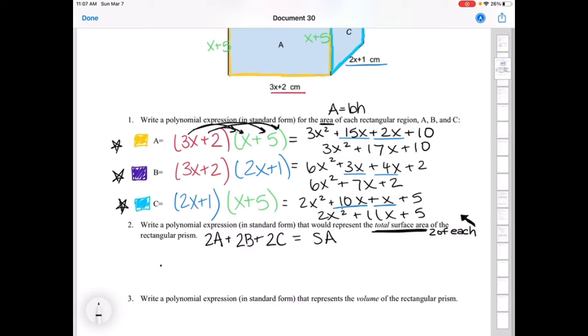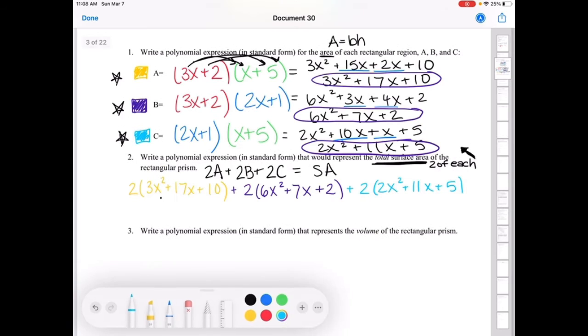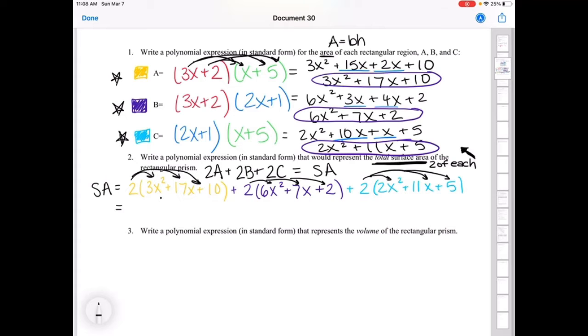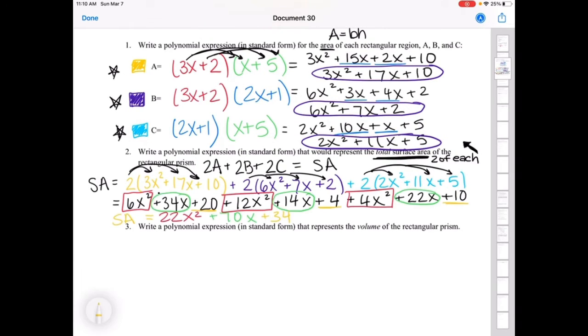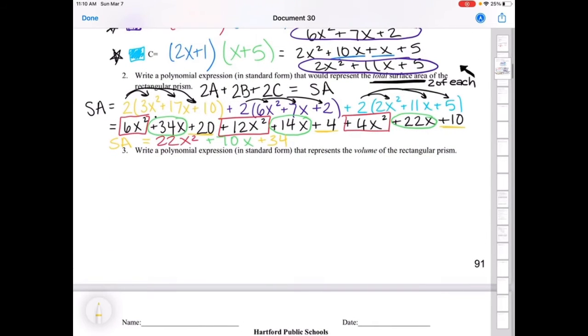So now, since I already have my polynomials, now I just have to distribute and make sure that I combine all my like terms for the whole entire surface area. So if I distribute, I get, and now I'm going to combine my like terms. Now it asks us for the volume.